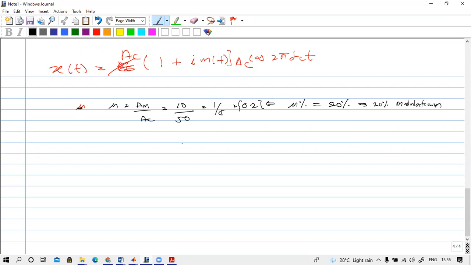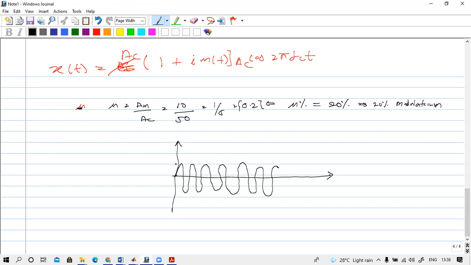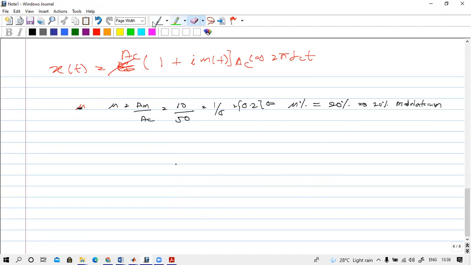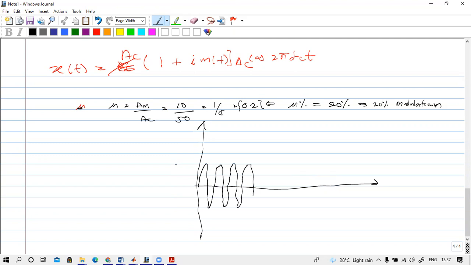So I will draw that modulated waveform here. I will try to sketch it. I think you already remember that if we have a carrier signal like this, this is our carrier signal, and this is the carrier amplitude, and this is the minus carrier amplitude.